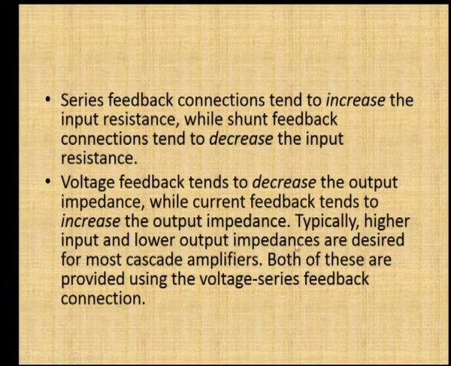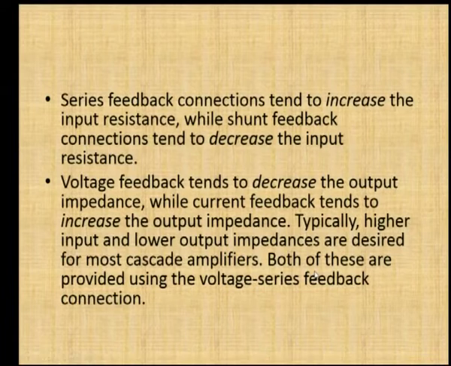Typically, higher input and lower output impedances are desired for most cascade amplifiers. For any amplifier circuit, we know that it has to have high input impedance and low output impedance. If that amplifier circuit is driven by a small signal source, only with high input impedance can the small signal source drive the amplifier circuit, and if it has low output impedance, then the desired output of that amplifier will be obtained exactly. So, for any electronic circuit, it must have high input impedance and low output impedance. These two parameters can be given by the voltage series feedback network.